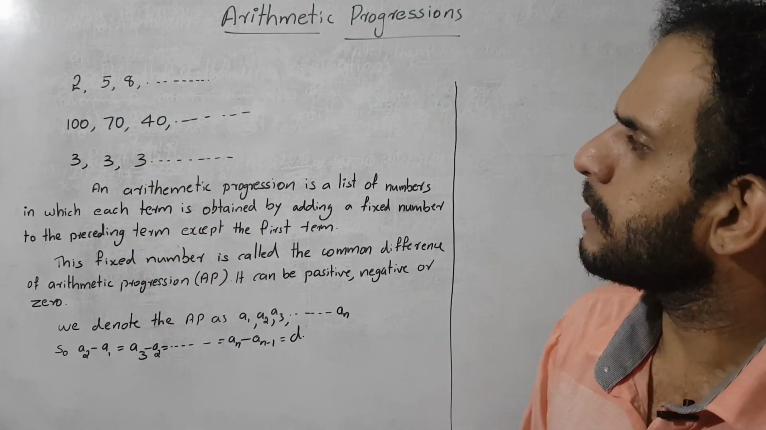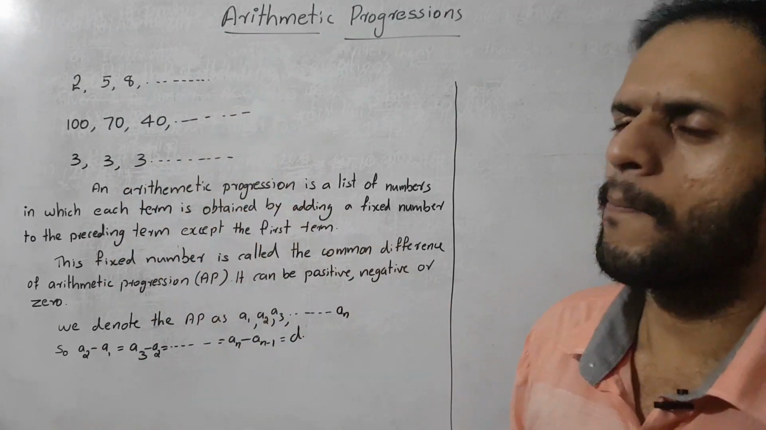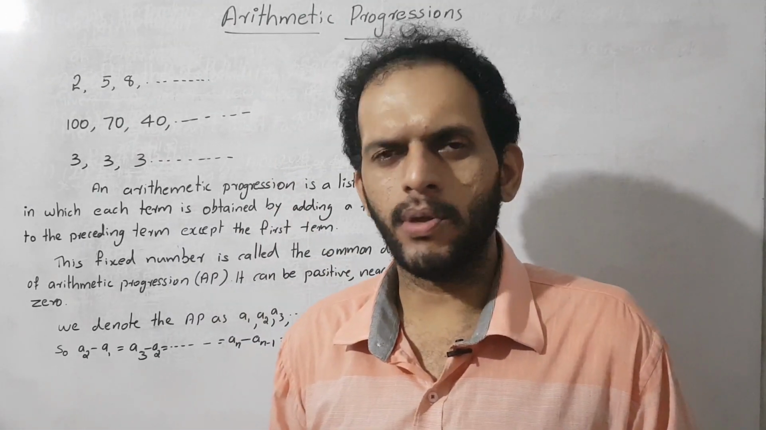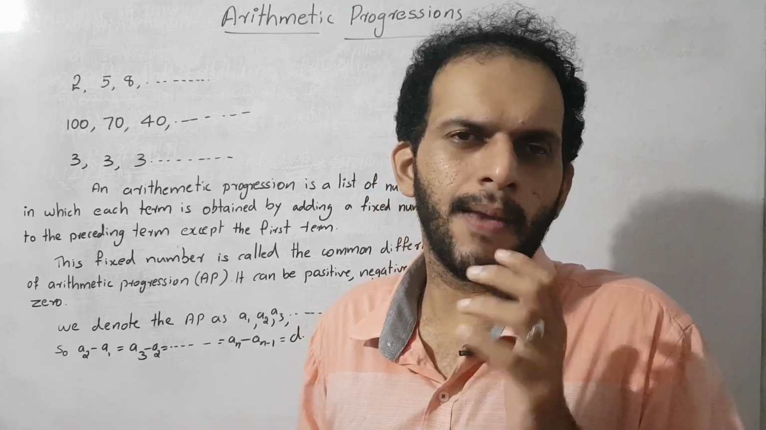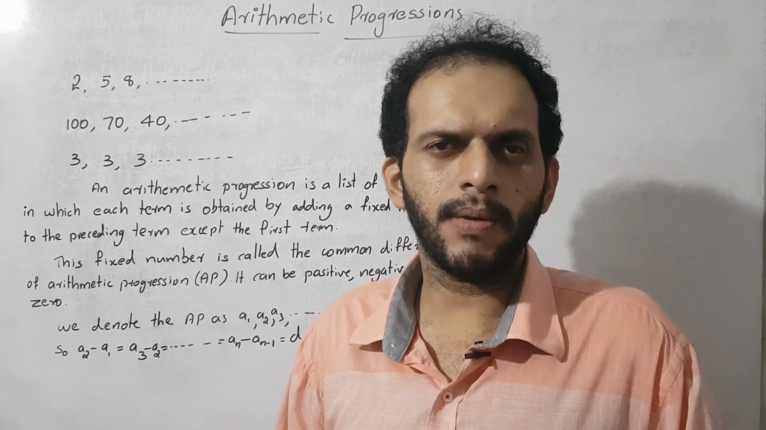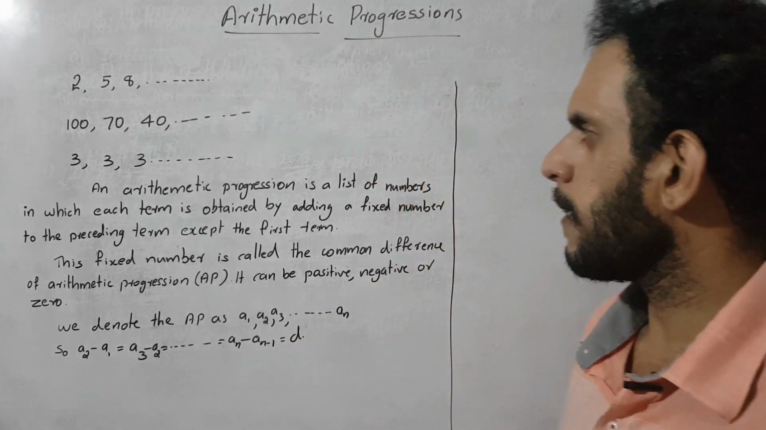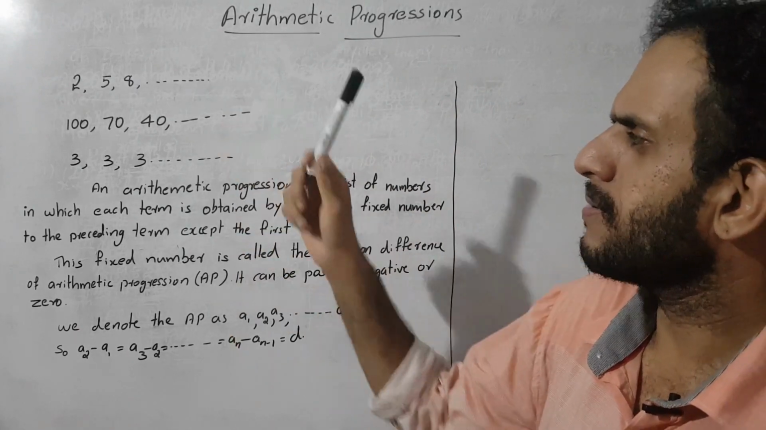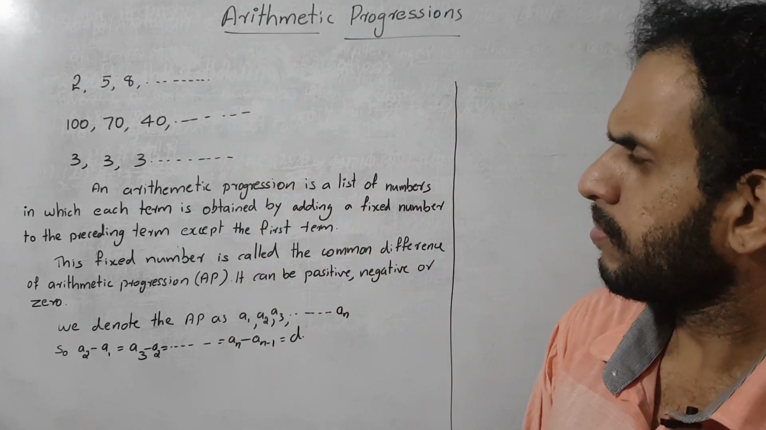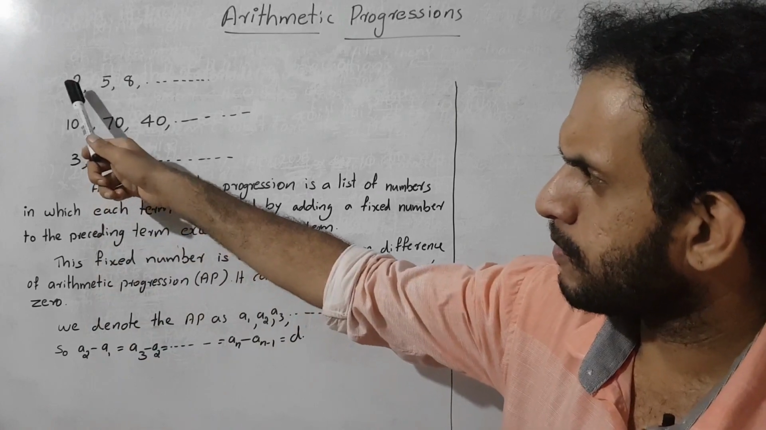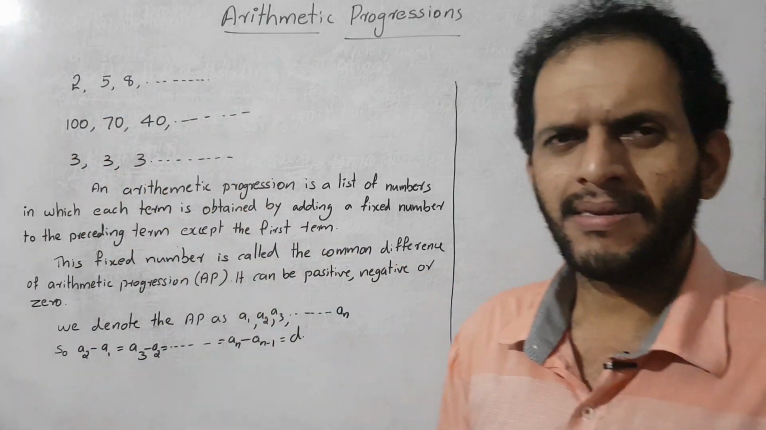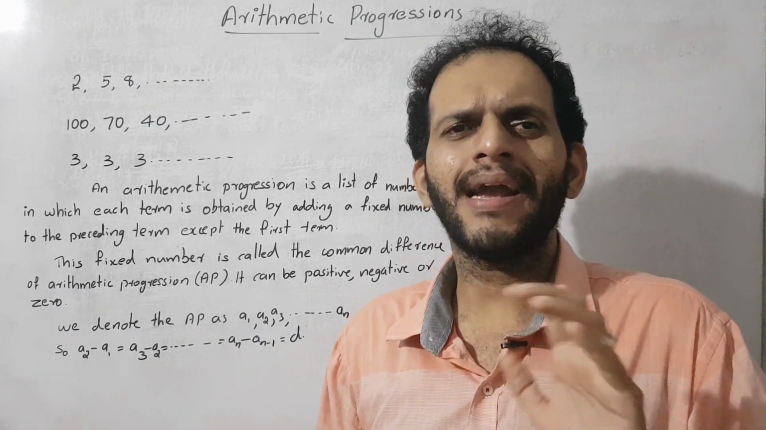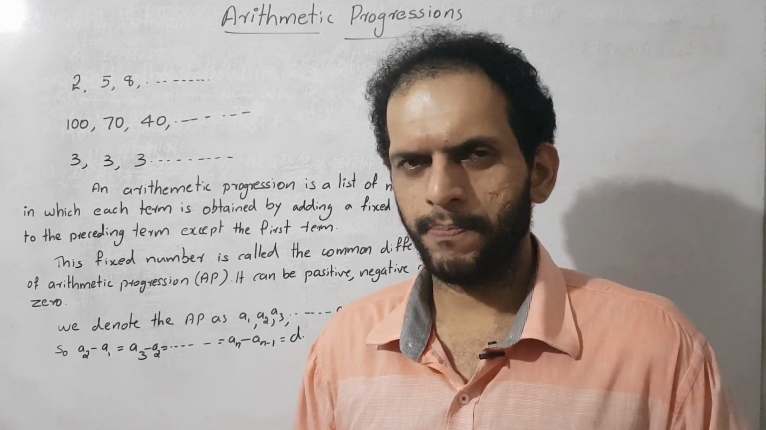Here these lists of numbers are arithmetic progressions. These are AP. How do we shortly call it? Arithmetic progression, AP. Then why do we say these are AP? Because except the first term, all other terms are written by adding a fixed number to the preceding number.